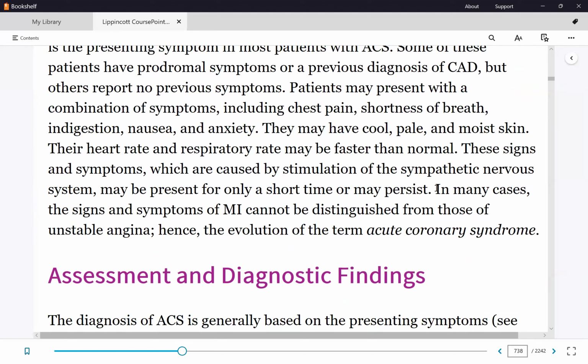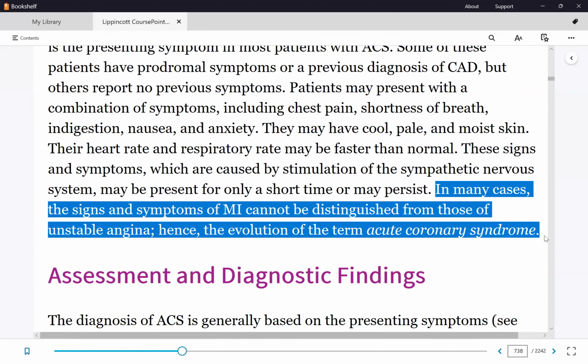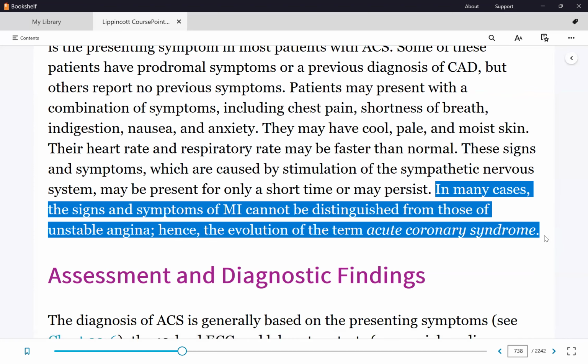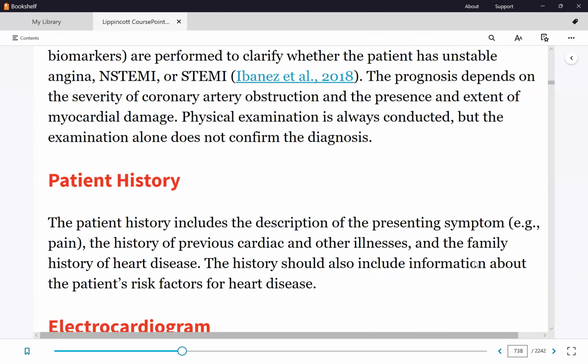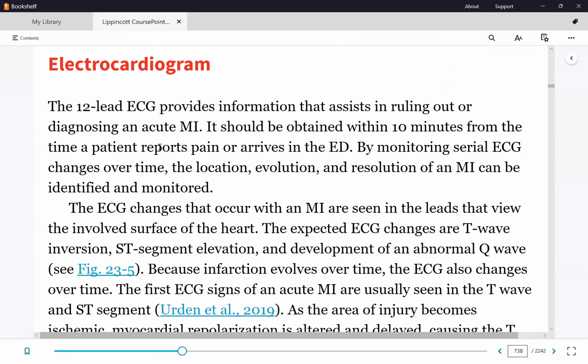So as I mentioned at the start, the three, unstable angina, NSTEMI, and STEMI, cannot be distinguished unless we get what again? EKG and cardiac enzymes. All right, so let's talk about the enzymes.